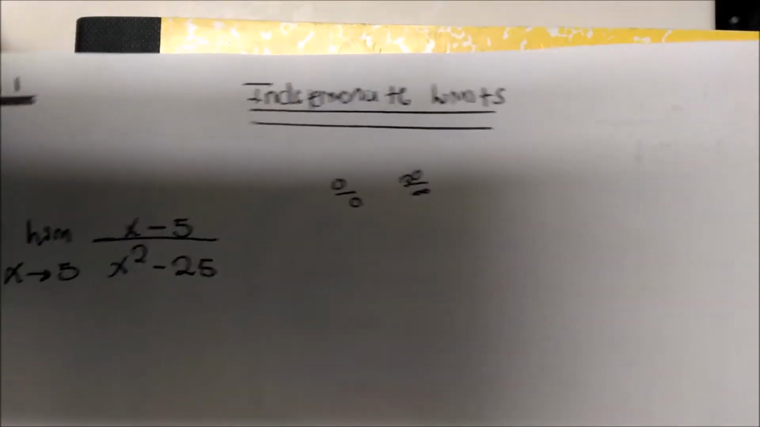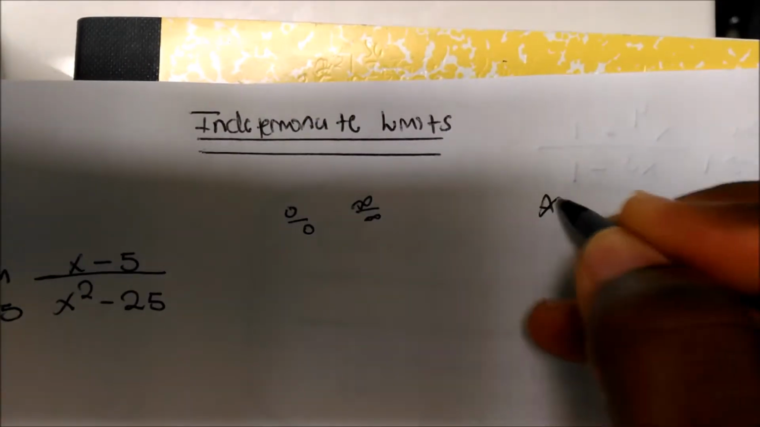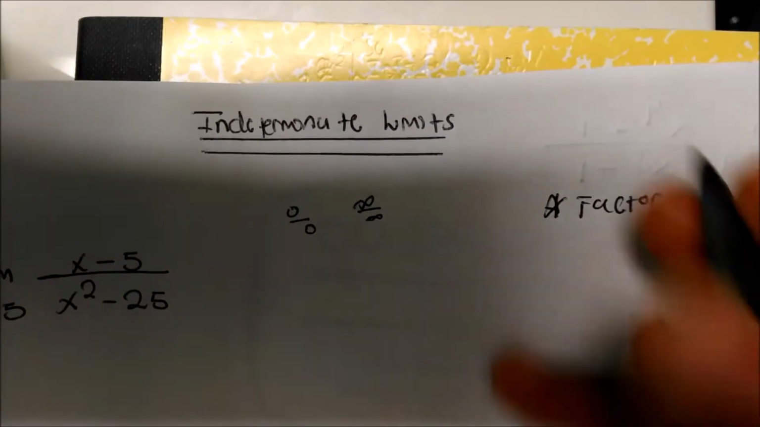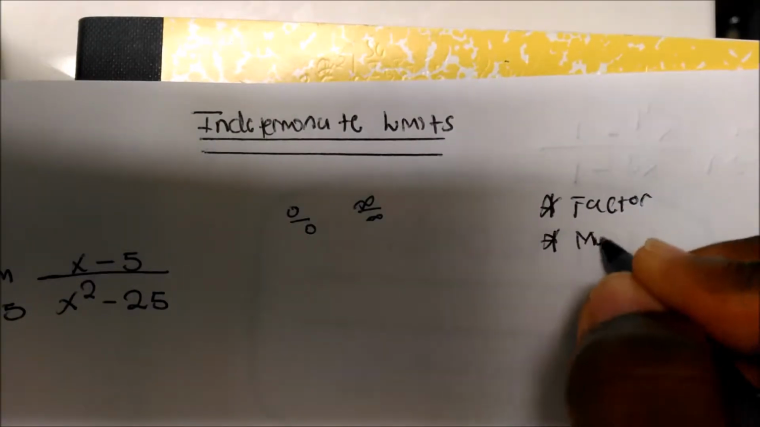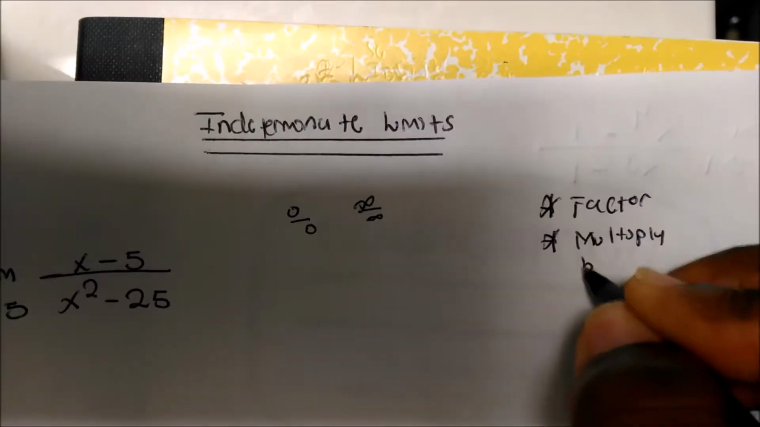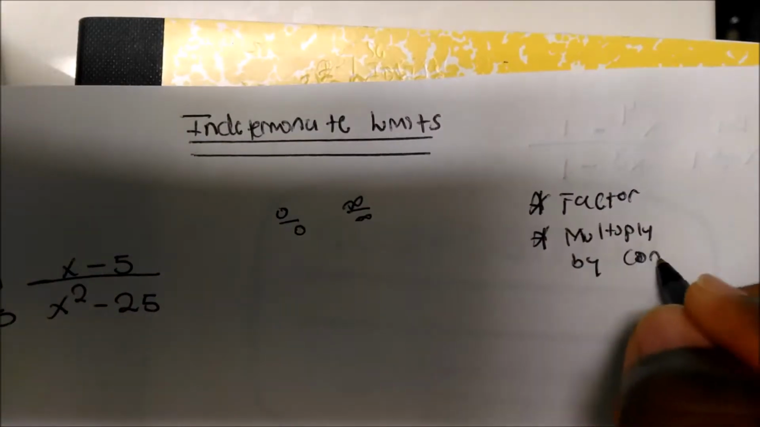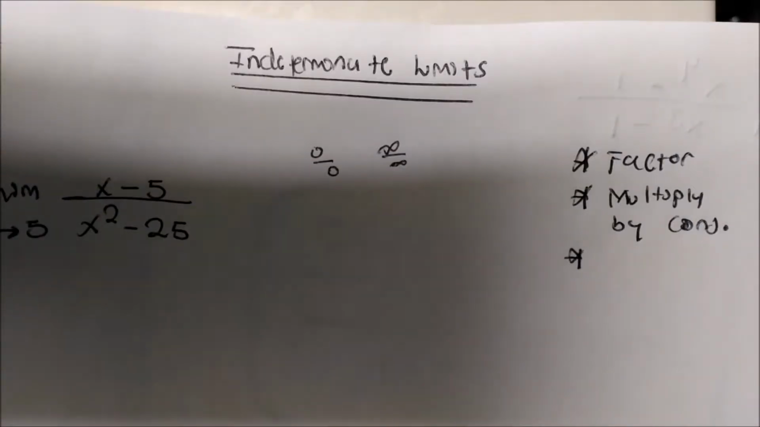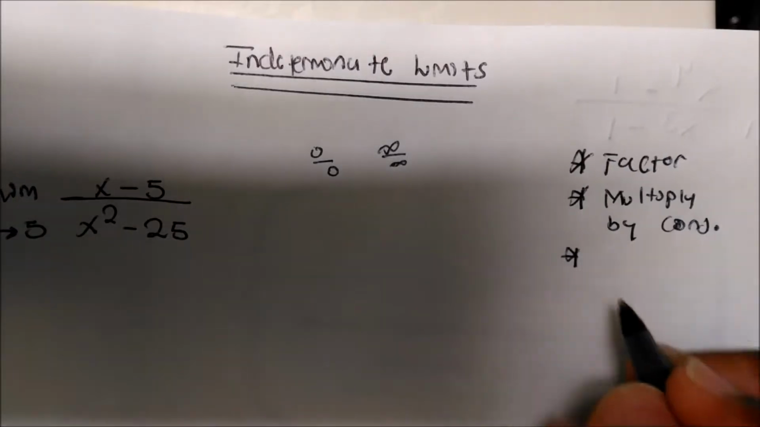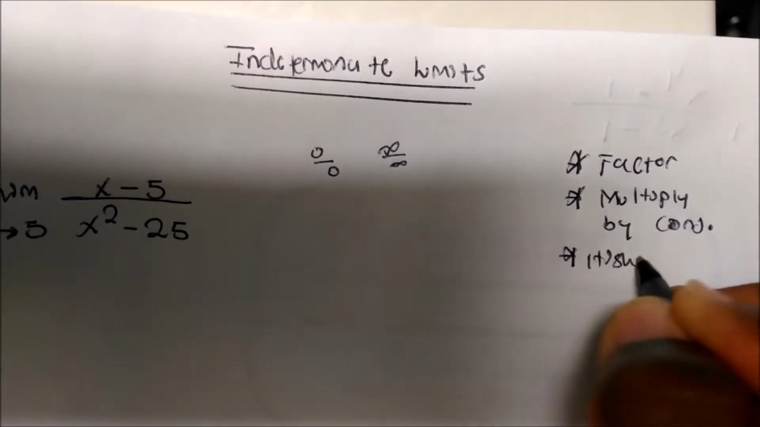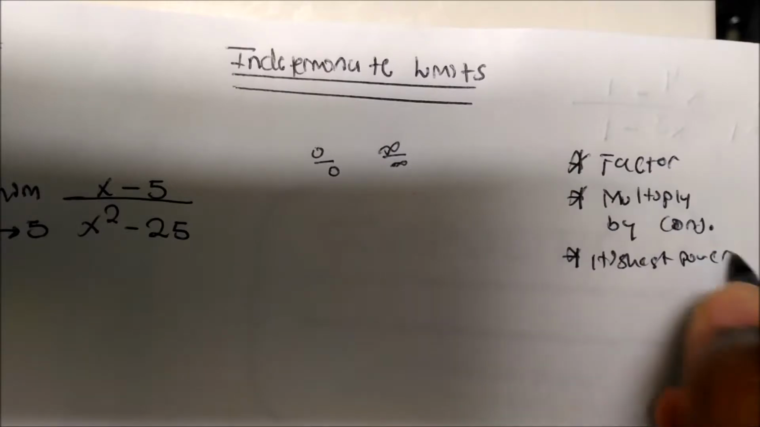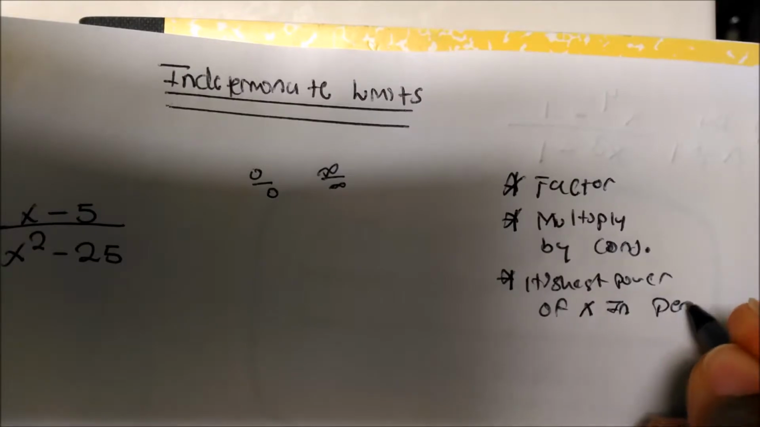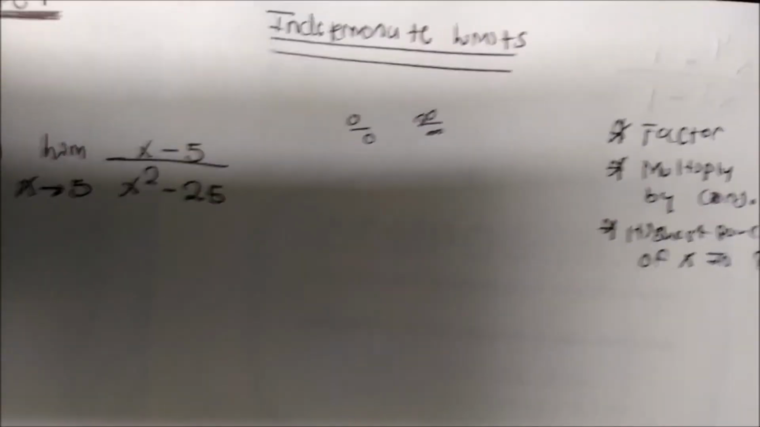All right, so there's three things you could do. You could factor to continue. You could multiply by the conjugate, or what we call divide by the highest power of x in the denominator. All right, so there's three things you could do.